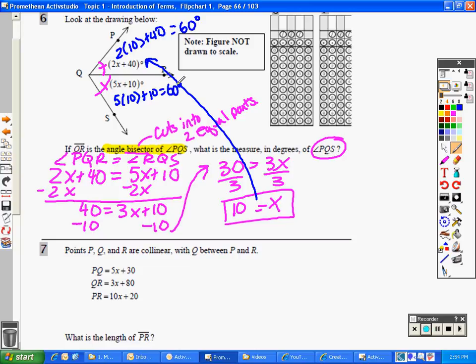However, since you knew that it was bisected, knowing that this one is 60 tells you that this is 60. And that tells us that the entire angle is 2 times 60, or 120 degrees. So that's our answer, 120 degrees.